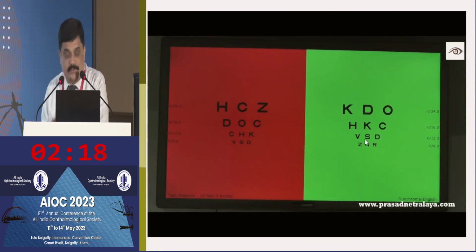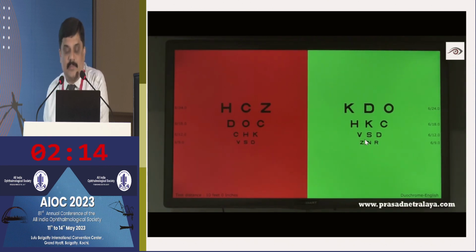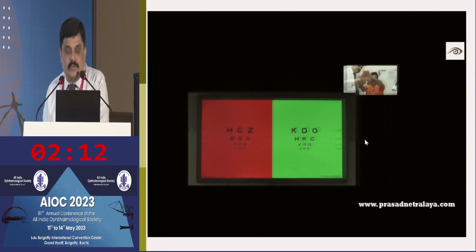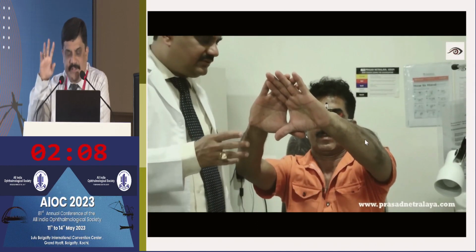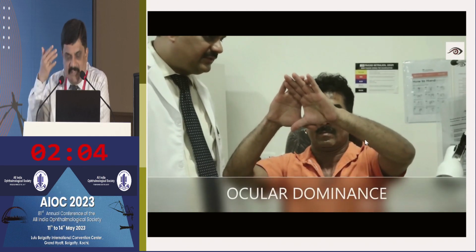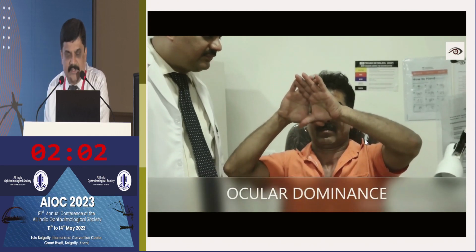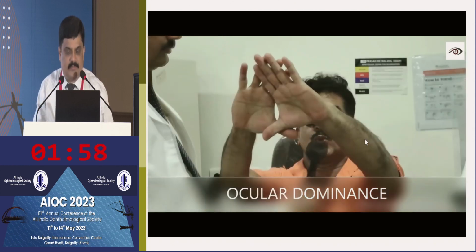Once you know that it is duochrome balanced, my next step is to determine the dominant eye. So make a small aperture with both hands. Tell the patient to look at a distant target. Normally I keep it at 6/36 or 6/24. Tell him to look, then tell him to bring both hands together near the eye. Whichever is the dominant eye, the patient normally comes and focuses in front of that.